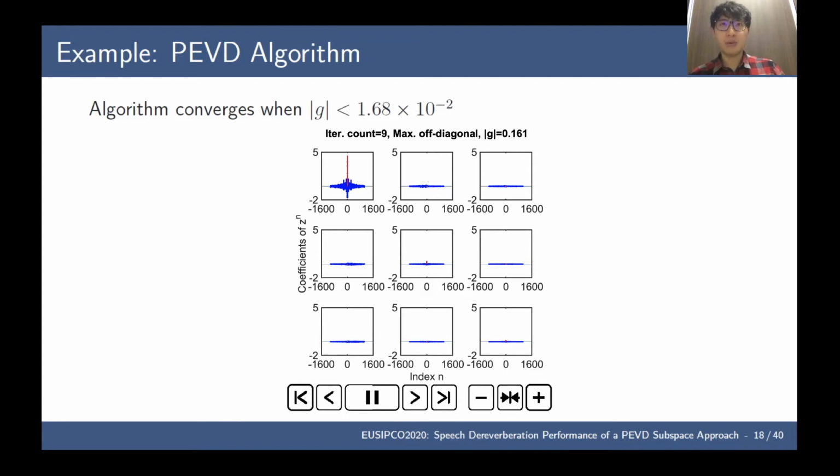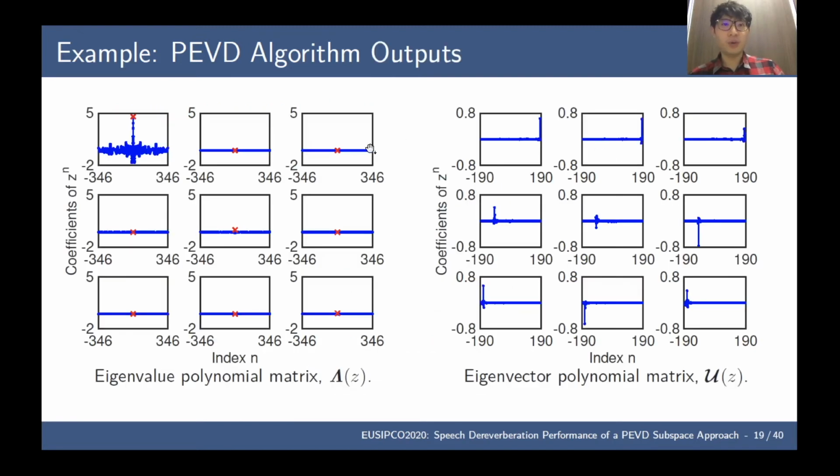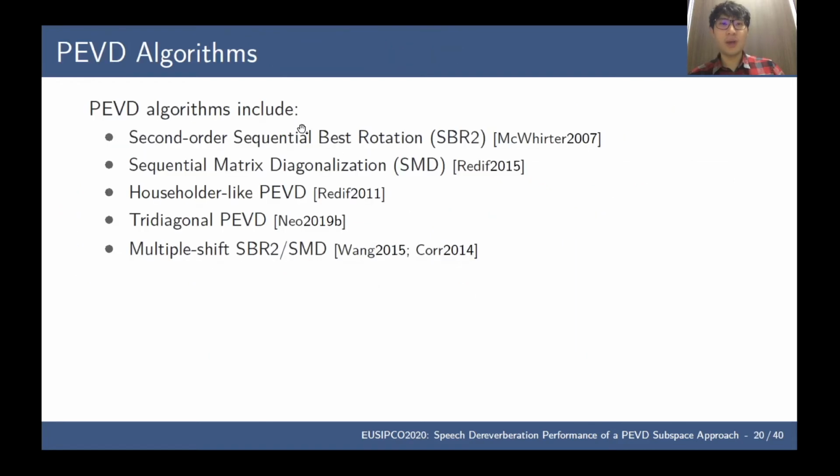In this example, the algorithm stops when the off-diagonal elements across all lags are less than this predefined threshold. After the algorithm has converged, we get the following eigenvalue and eigenvector polynomial matrices. And to perform the polynomial EVD, one of the following algorithms can be used.